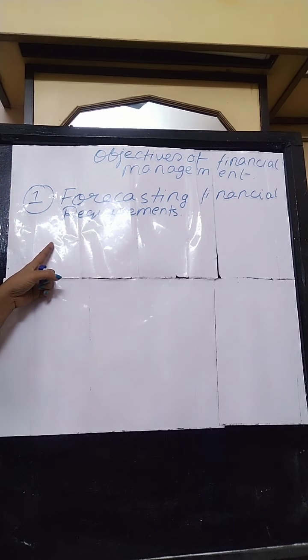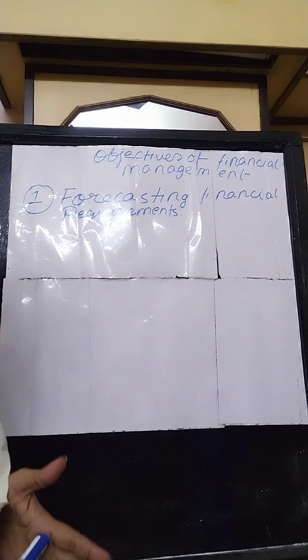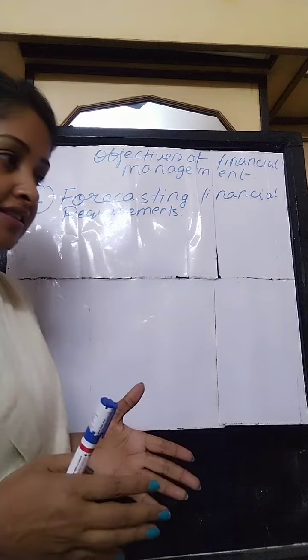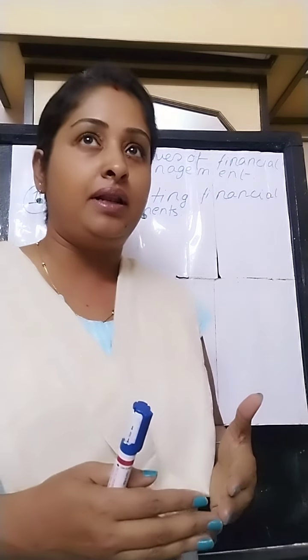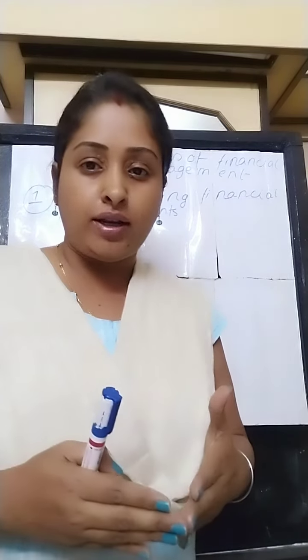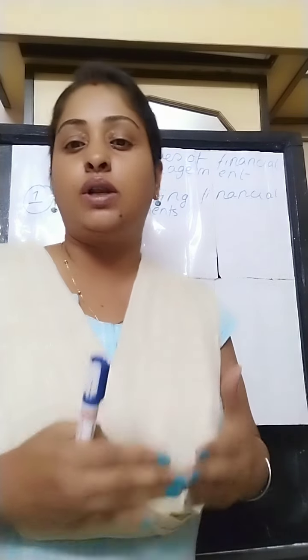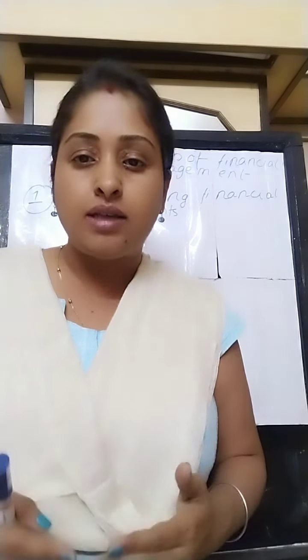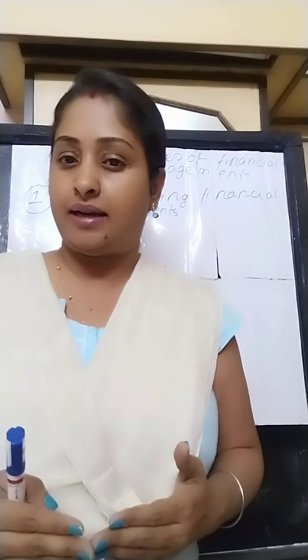Now, the finance manager has to forecast expected events in business and to note their financial implications. It is an important function of a finance manager to assess the probable impact and the probable requirement on different departments, requirement of finance in different departments. And according to the sources, implications will also be there. So forecasting or assessing the different financial requirement is the first objective of financial management.